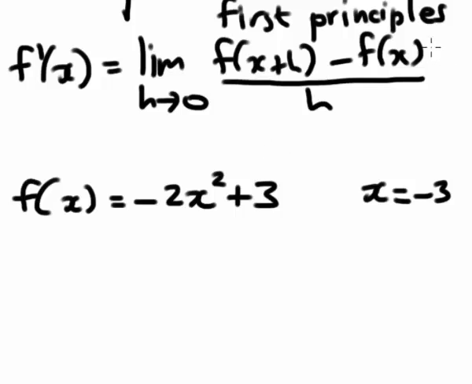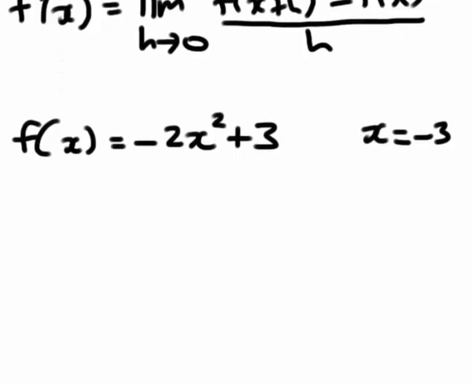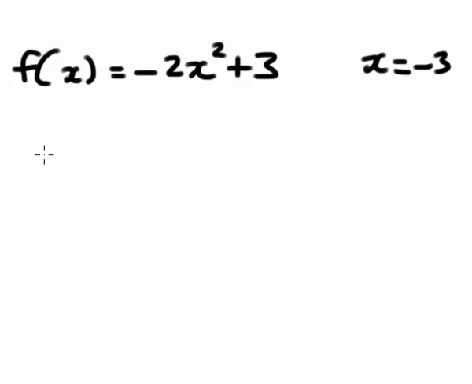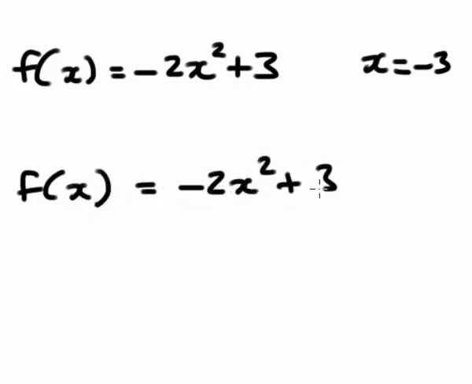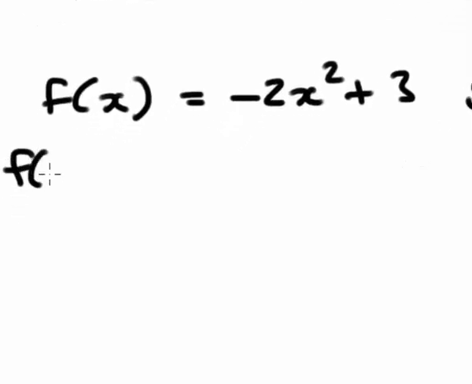Automatically we've got the f(x), so we know what our f(x) is. Let's write it down again. f(x) is equal to negative 2x squared plus 3. That is given to us. We're not going to make that up, they give it to us. What we have to do is add an h to all the x's. Now careful, this is going to be f of x plus h. Watch this, equals negative 2. Careful, I'm going to keep the negative 2 there.